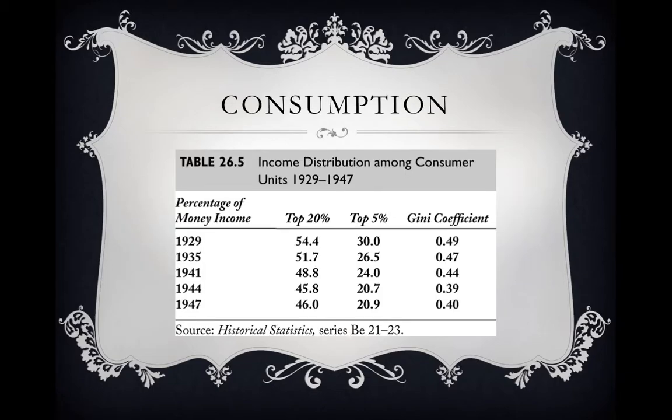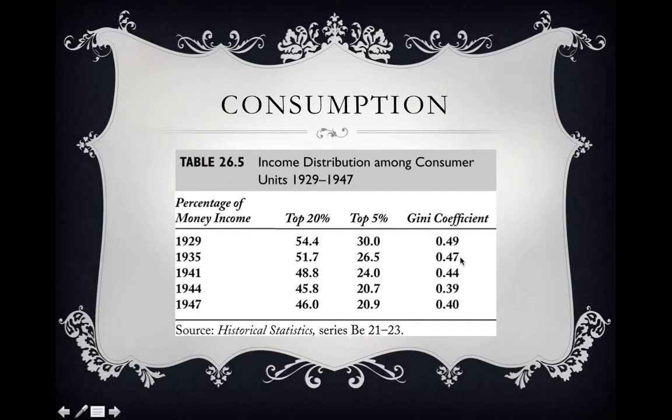Consumption. All right, income distribution. I'm sorry, that should be income distribution up there. And the Gini coefficient gives a measure of inequality of income. The higher the Gini coefficient, or the closer it is to 1, the more inequitable the distribution. And you can see that from 29 all the way through, the Gini coefficient is falling from 29 through 44.